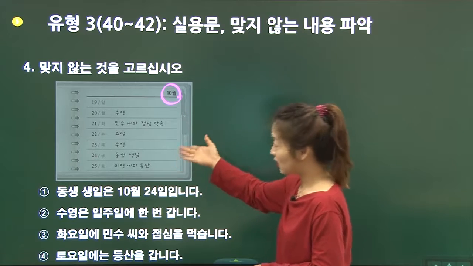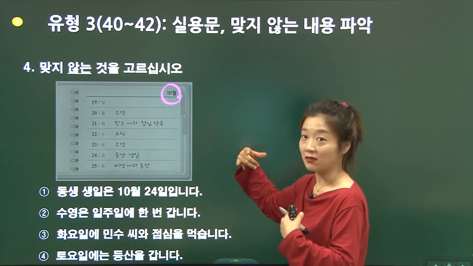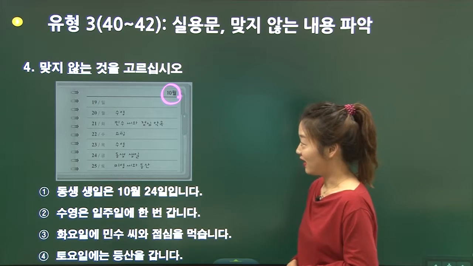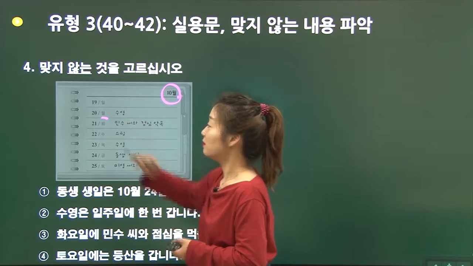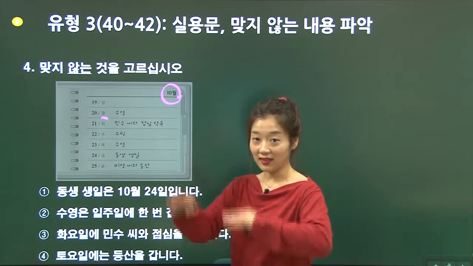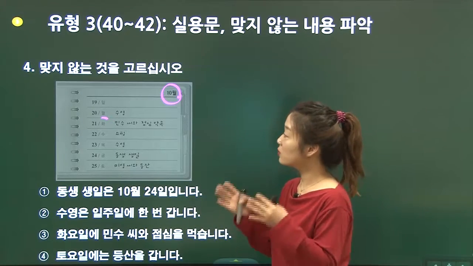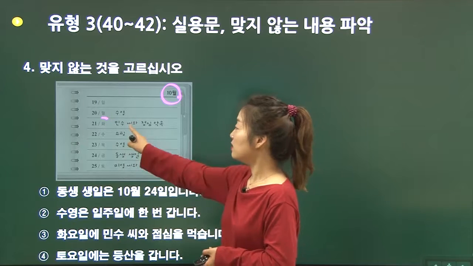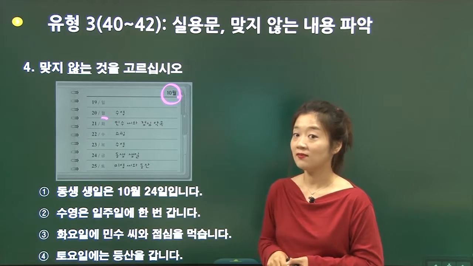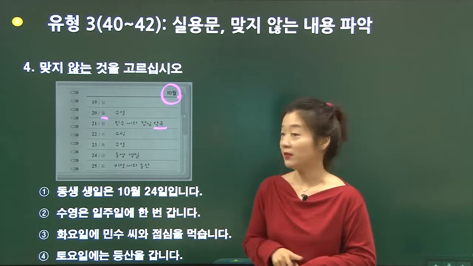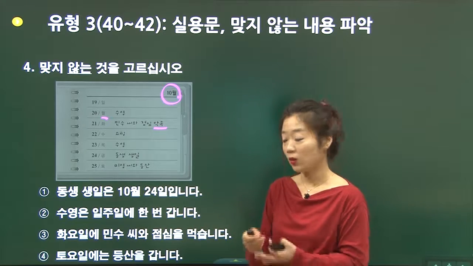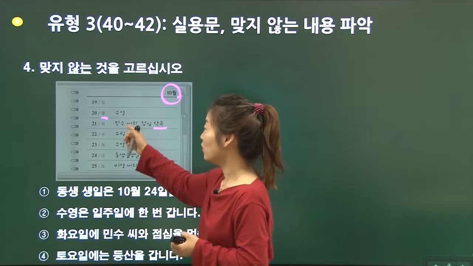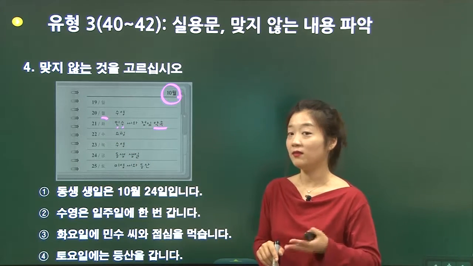And then this is the list of my plans of some week in October, maybe the third week or something. Okay, so 20th, Monday, right? 수영 means swimming. So I'm going to swim on Monday. And 21st Tuesday, 민수 씨와 점심 약속. 약속 means appointment, right? Plan. 점심 means the meal we eat during the daytime, right? 점심 약속 with whom? 민수 씨. With 민수. All right?